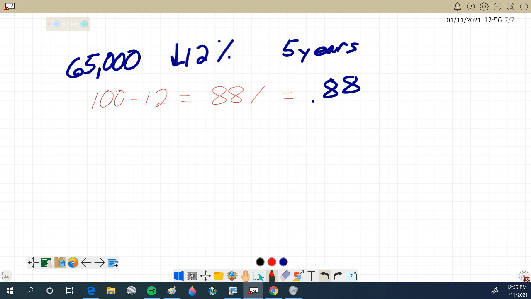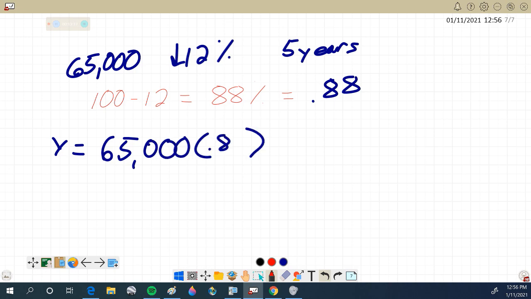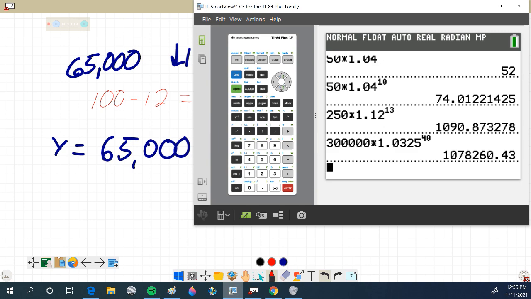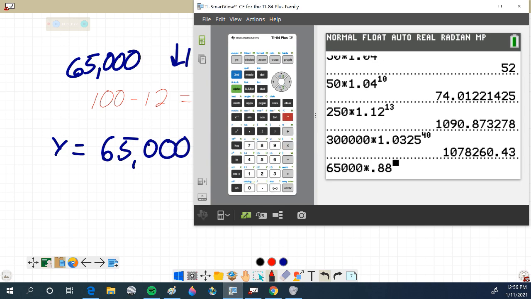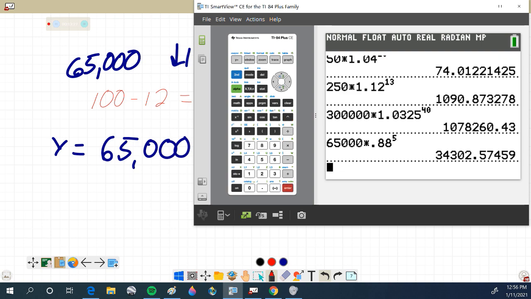So the formula would be our starting amount times our increase or decrease. On the calculator, 65,000 times 0.88 raised to the, what did I say, 5th. And in 5 years, the truck is now worth $34,000.